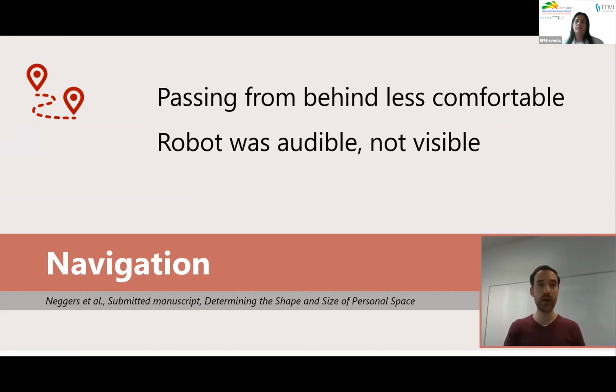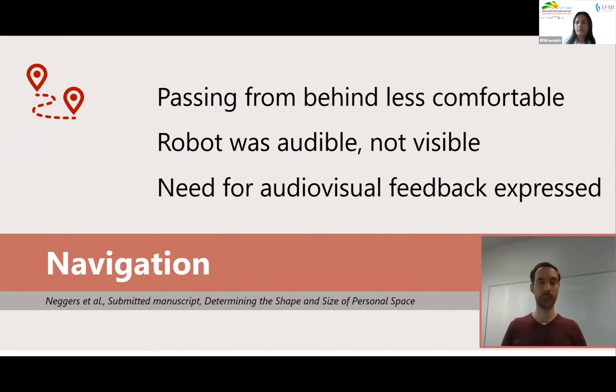And when we really look at what was happening in this specific experiment, we noticed that when a robot was passing people from behind them, it was audible. They could hear the robot pass. Sometimes they could even feel the floor vibrate a bit when the robot passed, but they couldn't see it. And that really gave them this feeling of discomfort, right?